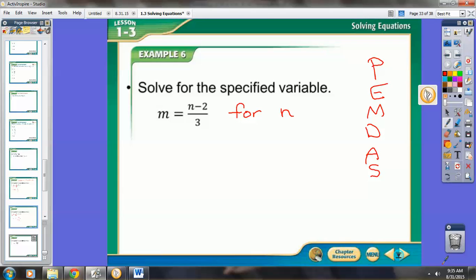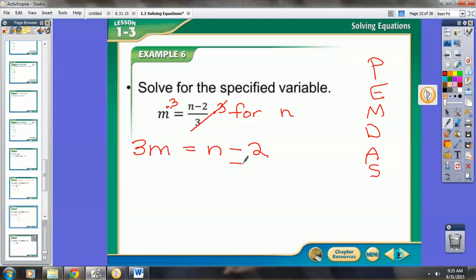When we solve an equation, we typically do it backwards, don't we? Now this is one of those special cases where you aren't going to do addition and subtraction first. Here we would do our division first. Okay, this is one of those special cases. So let's get under the division with what? By 3. Because you're subtracting the 2, not multiplying. So we're going to multiply both sides by 3. That'll clear out my fraction. That leaves me with 3m equals n minus 2.